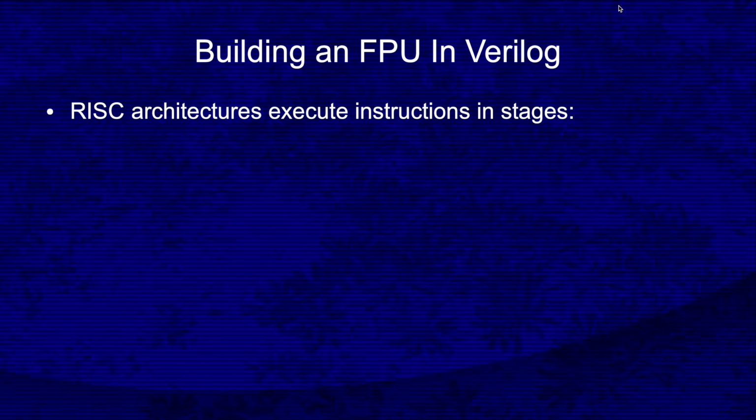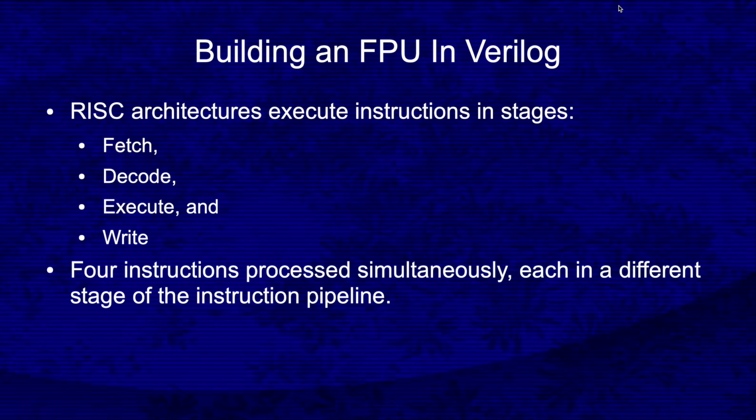Each machine instruction is broken into phases so that its execution can be pipelined. For example, an instruction might be broken into the following phases. Fetch the next instruction from memory. Decode which registers are used by the instruction. Execute the instruction, and write the result to memory or a register. This example has a 4-stage pipeline.